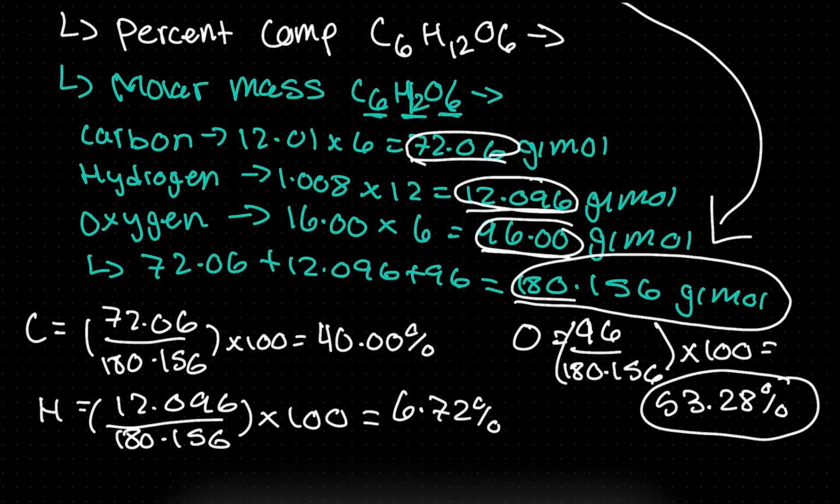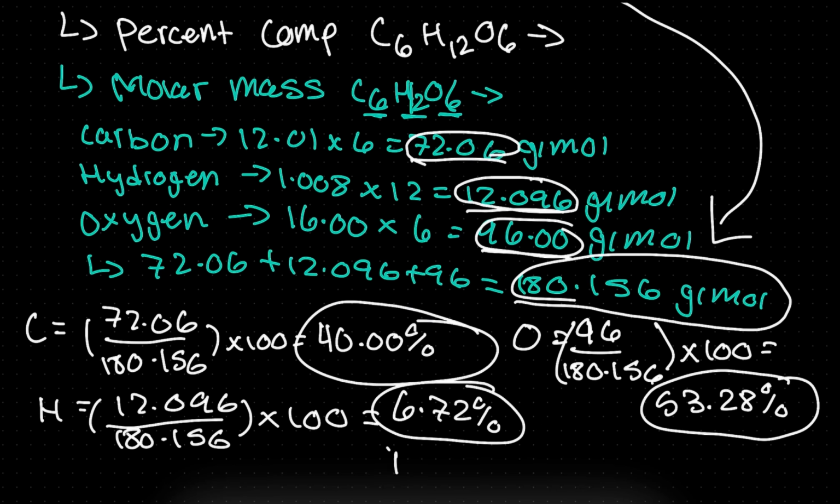So how do we know this is correct? We could have made a mistake somewhere in the process, right? Well, let's see. Let's add all these up, and they should equal 100%. 40 plus 6.72 plus 53.28 is equal to, well, let's plug it into the calculator real quick. 40 plus 6.72 plus 53.28, and look at that, you get 100%.